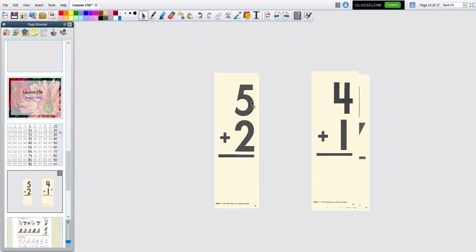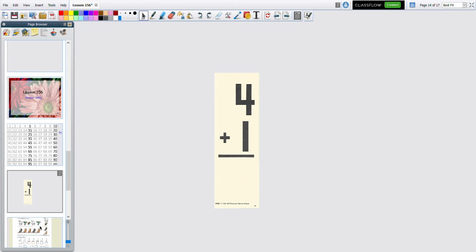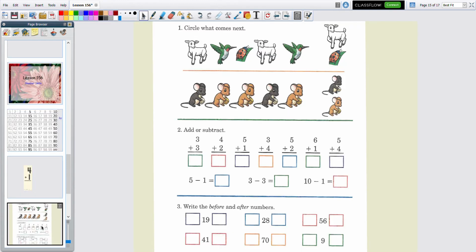Remember, counting from this one. 5, 6, 7. 6 plus 1 more is 7. We can do the big number first. So 3, 4, 5. Oh, we got through all of those. Awesome. So I'm going to put all of those back where they were and go on to the next slide.